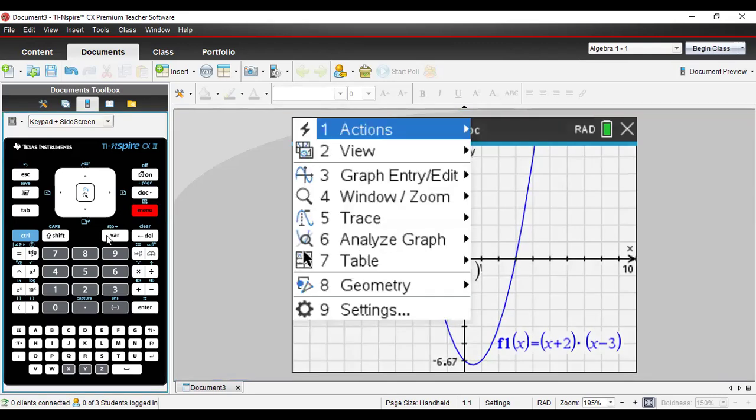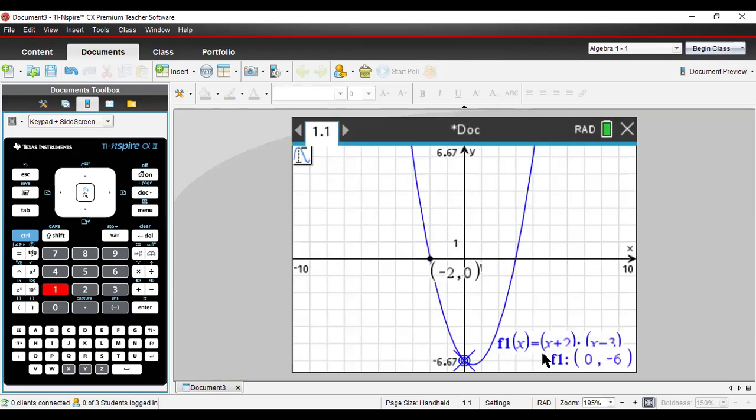If you want to, if we do menu 51, it takes us to the y-intercept. It says 0, negative 6. So that also doesn't work. So we know it's not number 1. Okay, let's go to the next one.